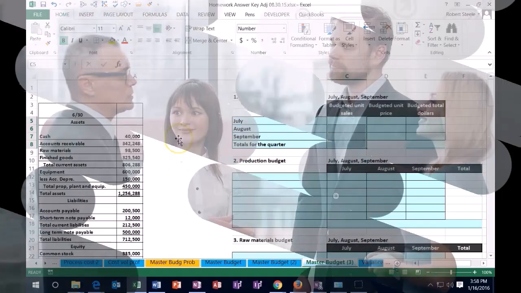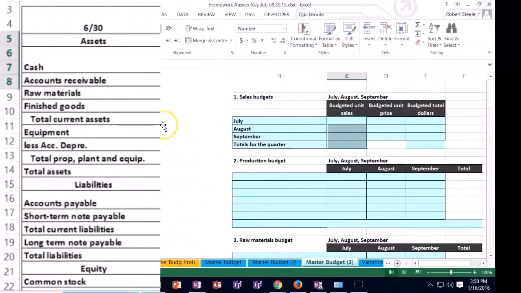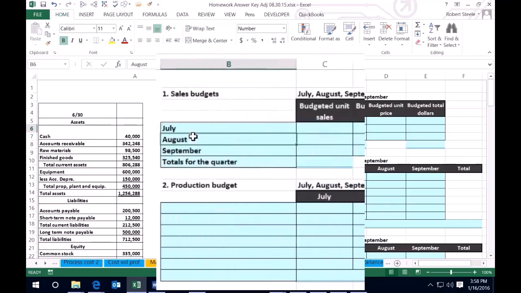Hello, in this lecture, we're going to work on a master budget, and we're going to start off with the sales budget over here. We're going to have our information on the left-hand side, and then we're going to enter that information into the blue area over here.